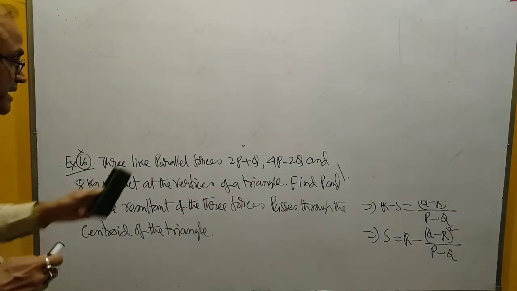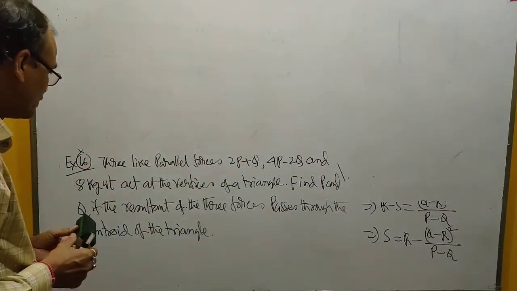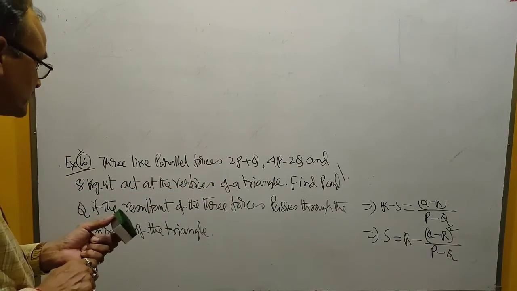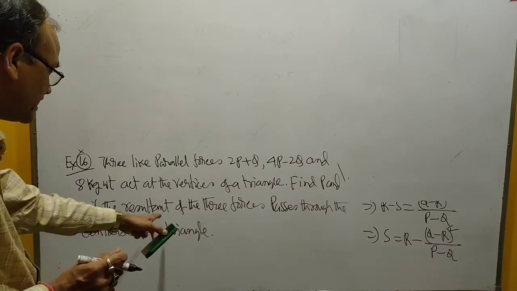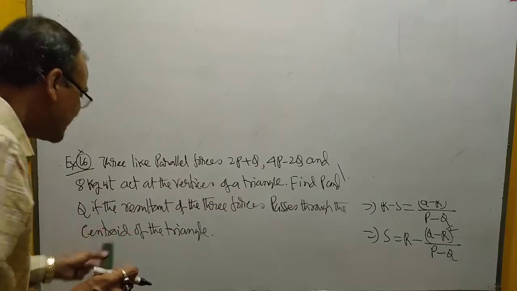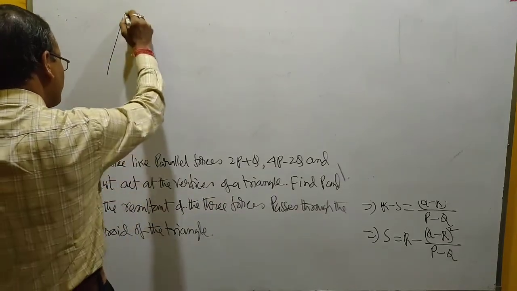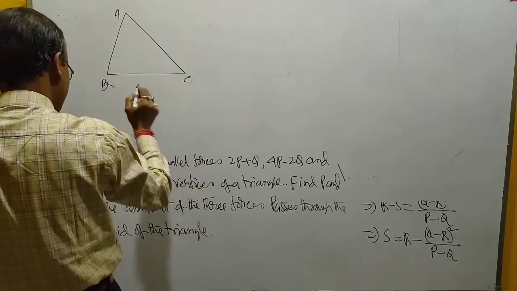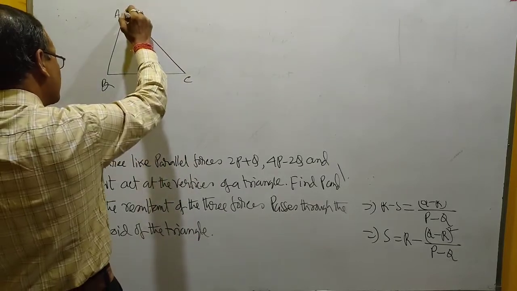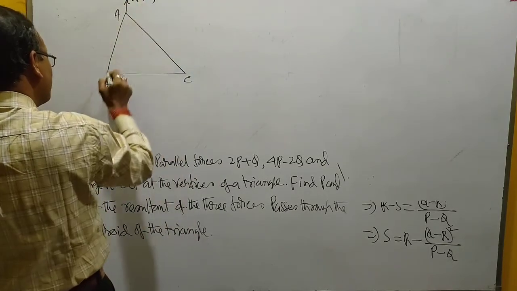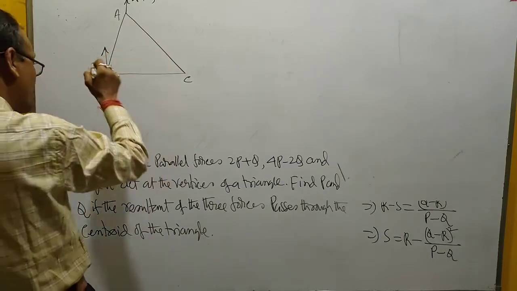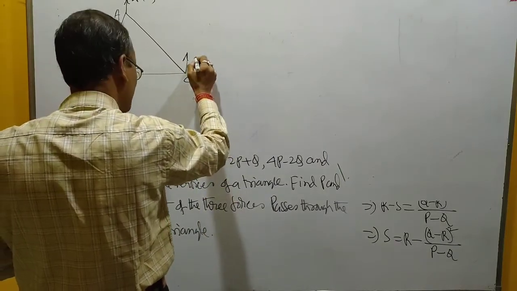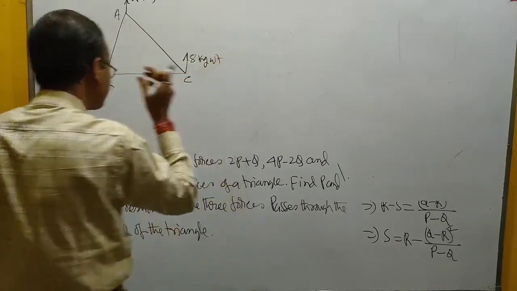Three like parallel forces twice P plus Q, 4P minus twice Q and 8 kilogram weight act at the vertices of a triangle ABC. Find P and Q if the resultant of the 3 forces passes through the centroid of the triangle. Suppose the forces twice P plus Q, 4P minus twice Q, and 8 kilogram weight.